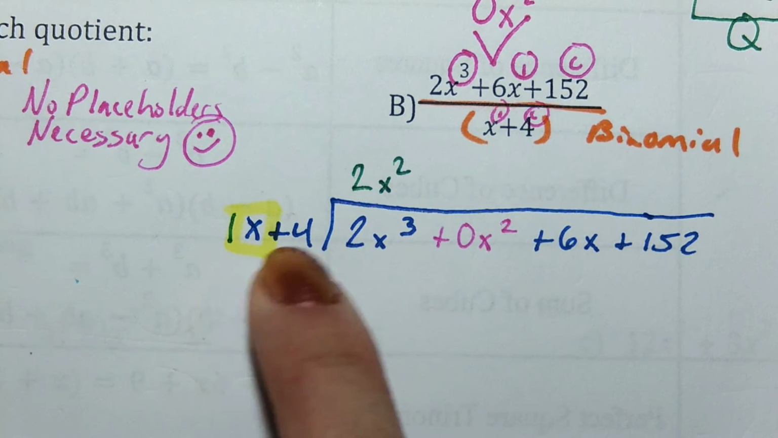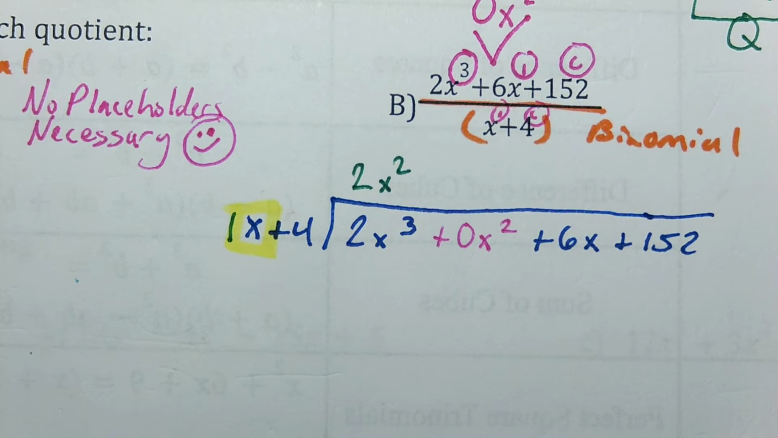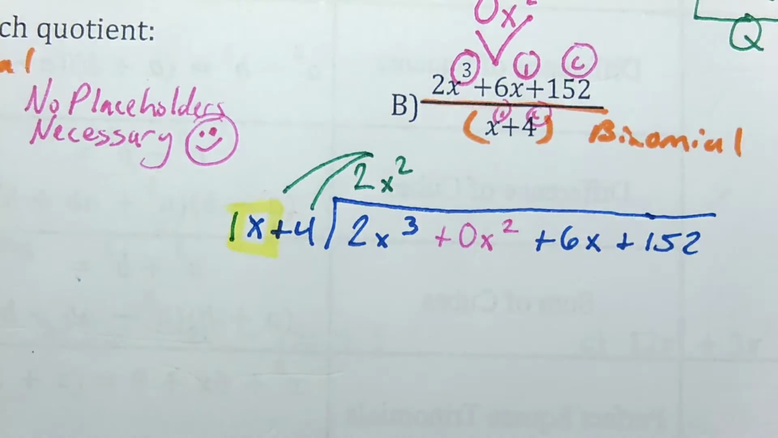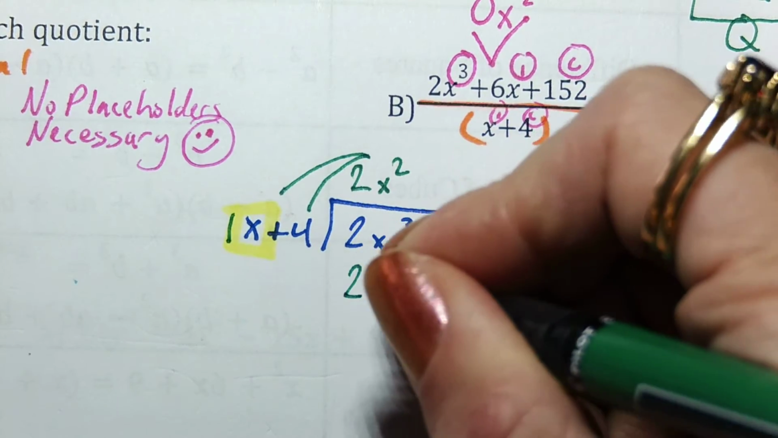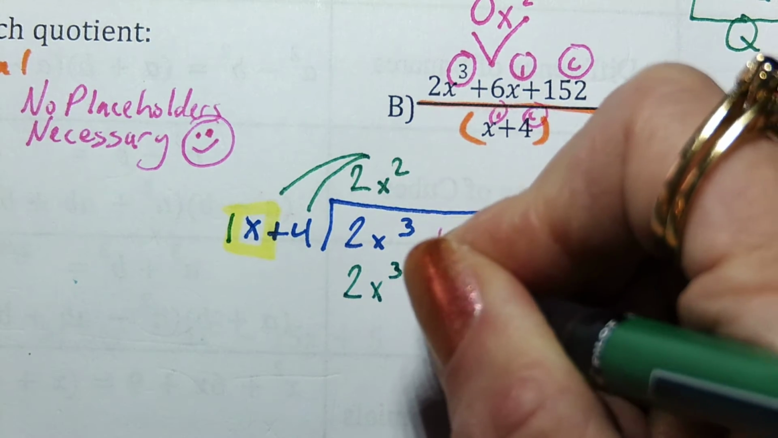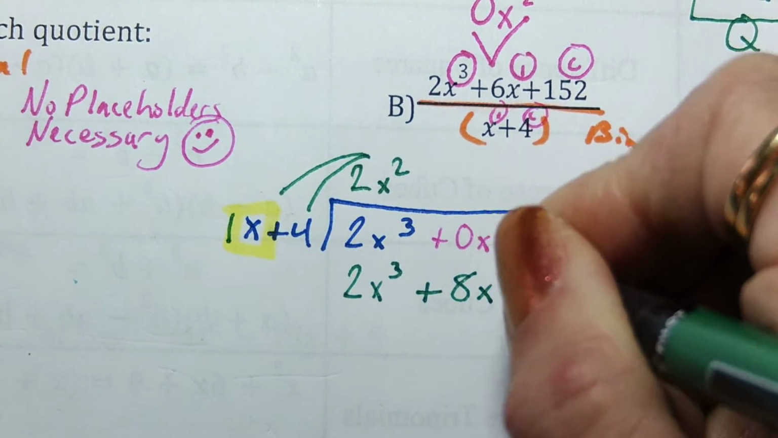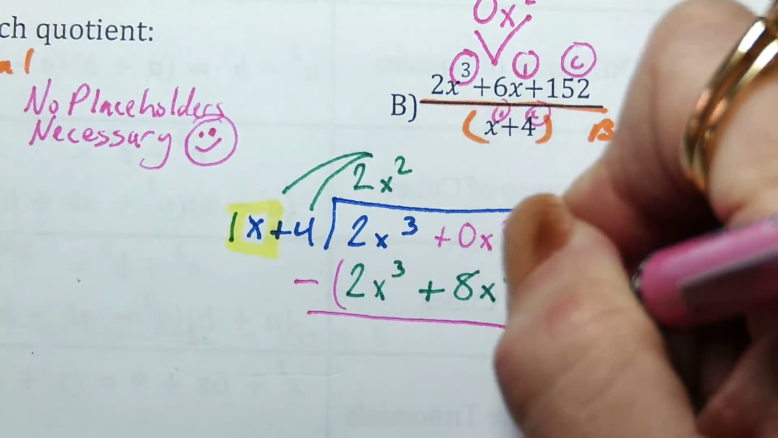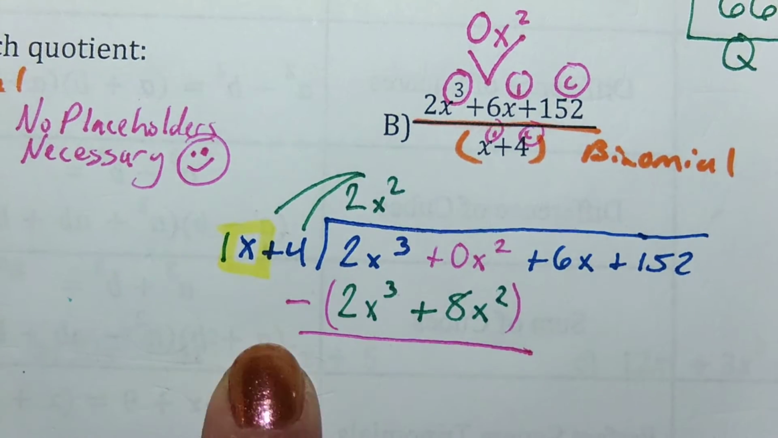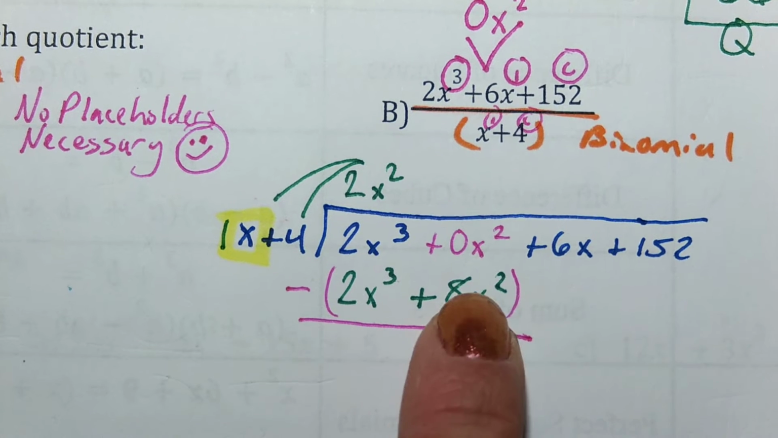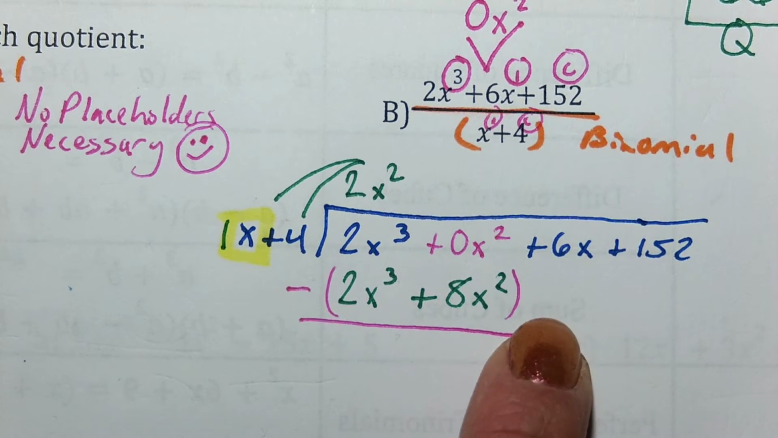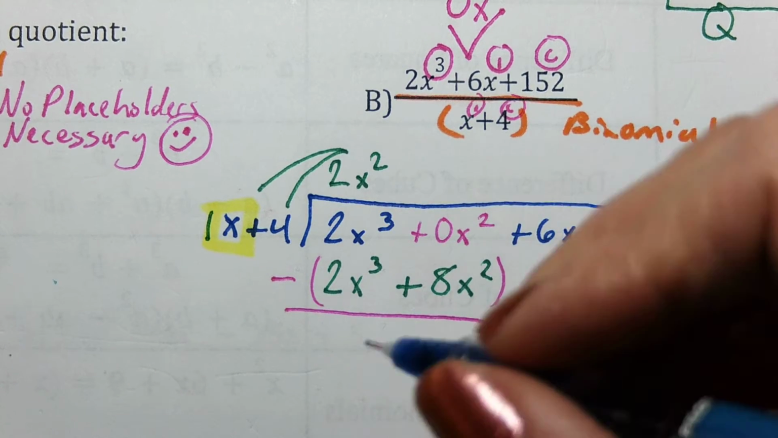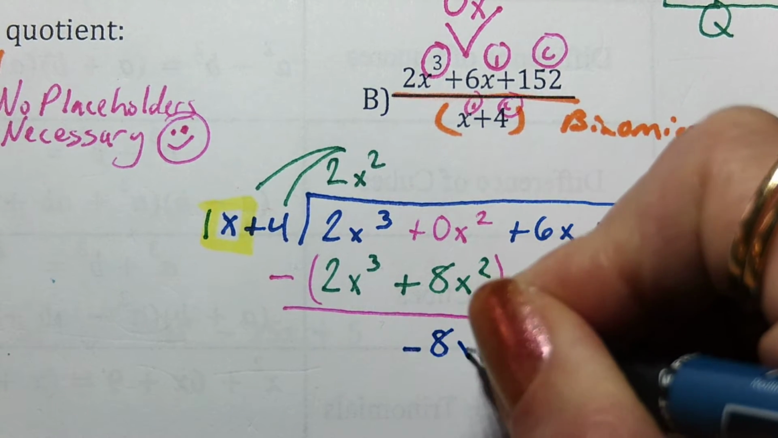So the leader decides who goes on the dividing house. And then we multiply it times the leader times the tag-along term. So 2x cubed plus 8x squared. And close in parentheses and subtract. 2x cubed minus 2x cubed is 0. What's 0x squared minus 8x squared? Negative 8x squared.